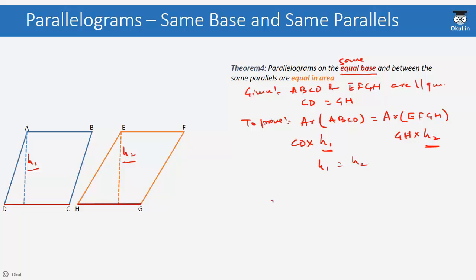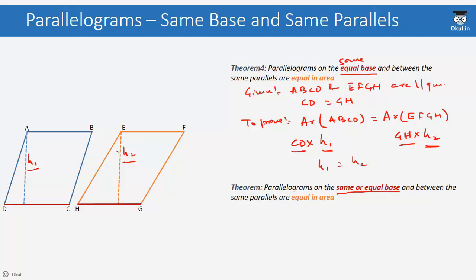Now since H1 is equal to H2 and CD is equal to GH, I can say that the area of parallelogram ABCD should be equal to the area of parallelogram EFGH. Therefore, parallelograms on equal bases and between the same parallels are equal in area. If we study theorems 1 and 4 carefully, we can say that parallelograms on the same or equal base and between the same parallels are equal in area.